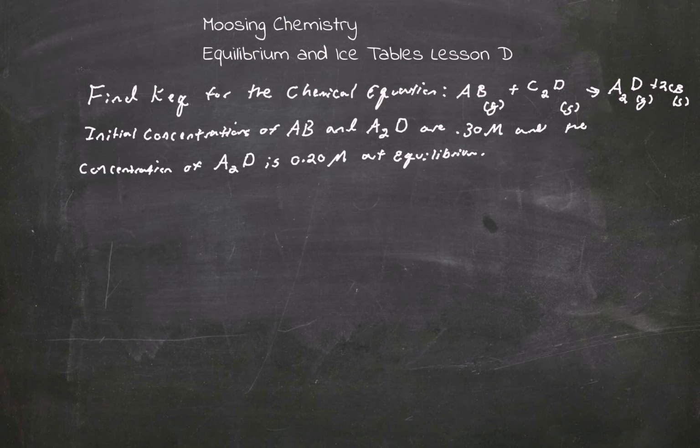This is Equilibrium and Ice Tables Lesson D. Again, remember you can use ice or rice. Alright, so let's look at this problem. Find KEQ for the chemical equation AB plus C2D yields A2D plus 2CB.